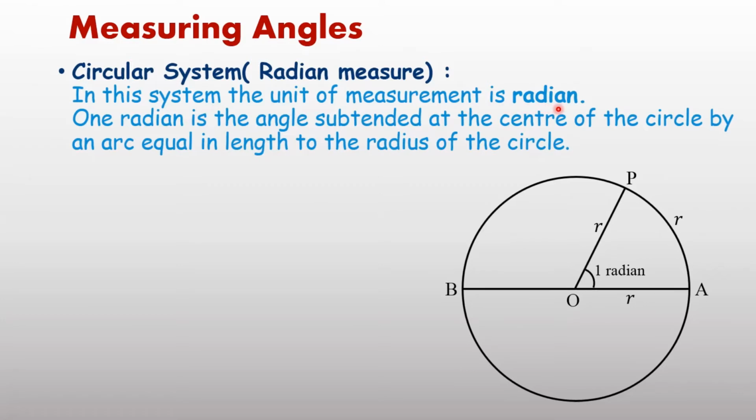Now the question is, what is a radian? A radian means an angle formed by an arc of a circle. Take arc AP. If the length of arc AP is equal to the radius of the circle, then the angle formed by the arc at the center is known as 1 radian. That means the angle subtended at the center of a circle by an arc whose length is equal to the radius of the circle is known as 1 radian.